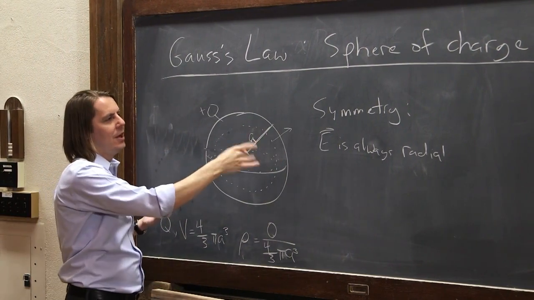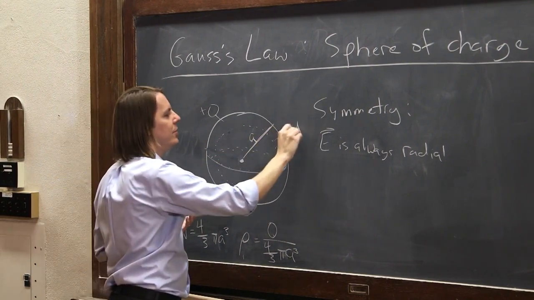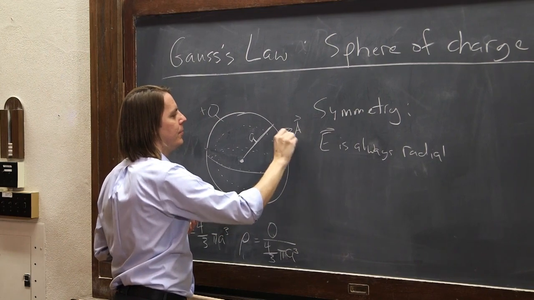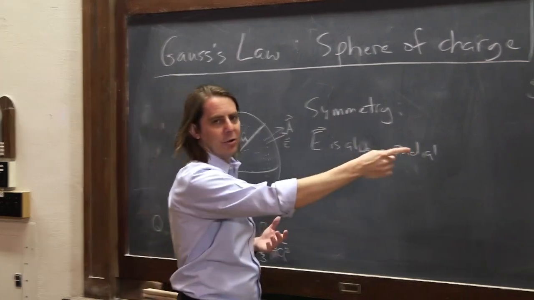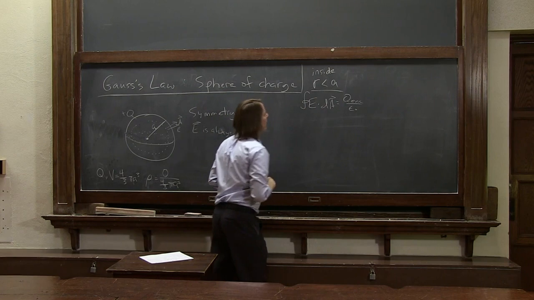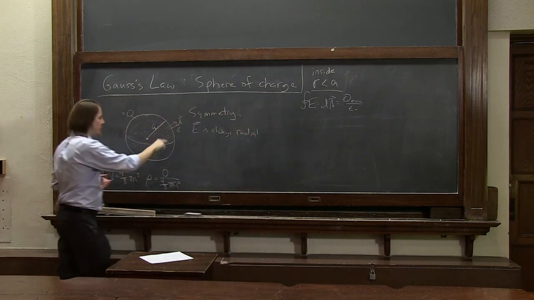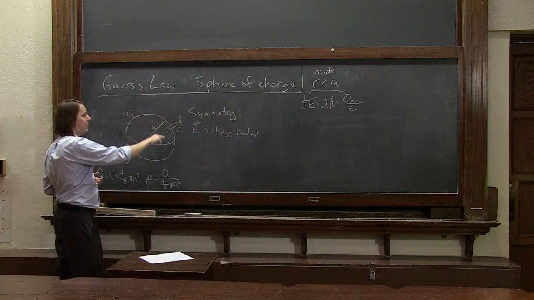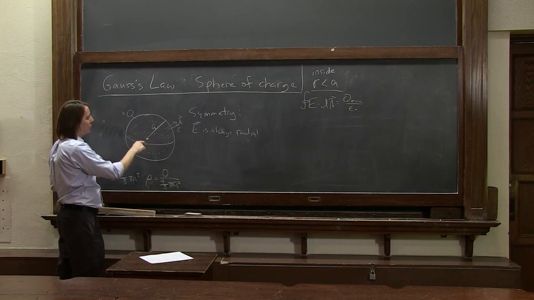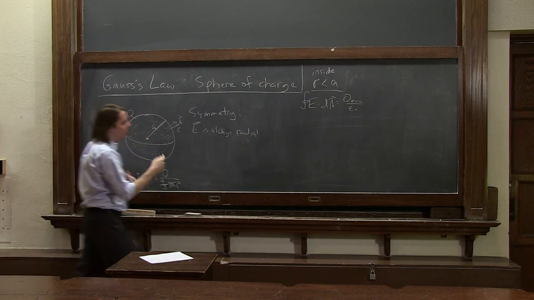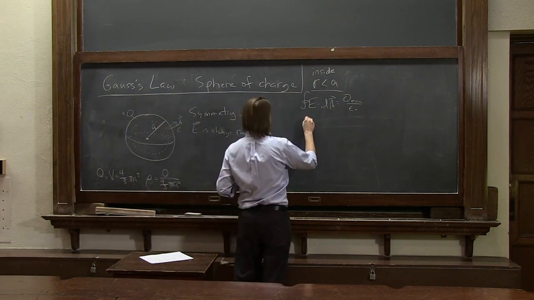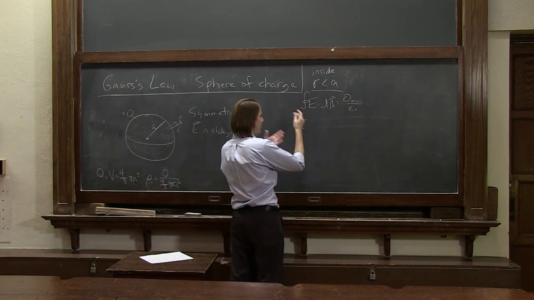It always points out. E and dA are always in the same direction, so the dot product goes away. E has to be constant, because as you go around this Gaussian sphere inside the big sphere, there's nothing special. You're always at the same distance from the origin anywhere you go, so E is not going to change. So it's a standard symmetry simplification: you just have a constant E.